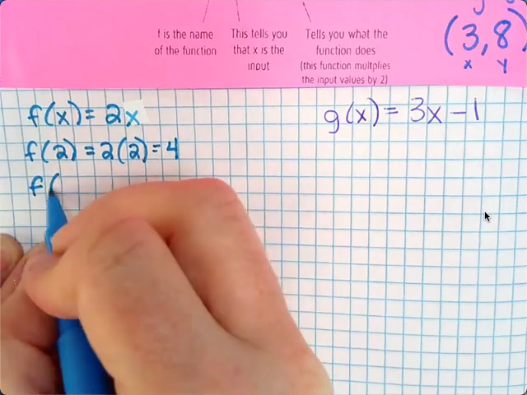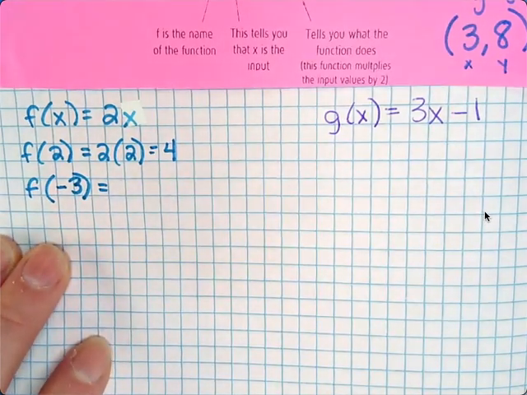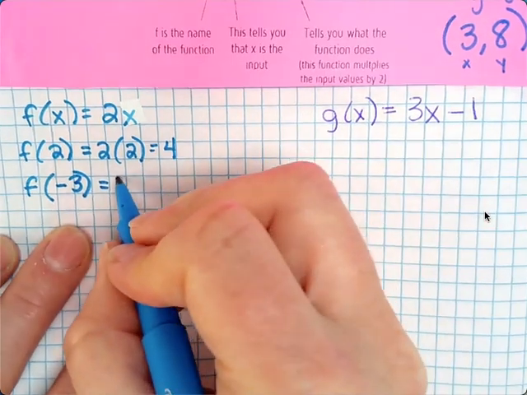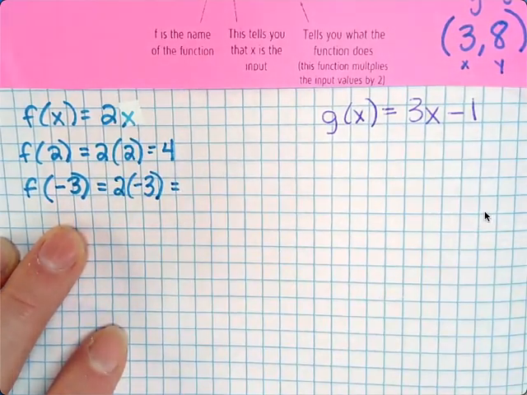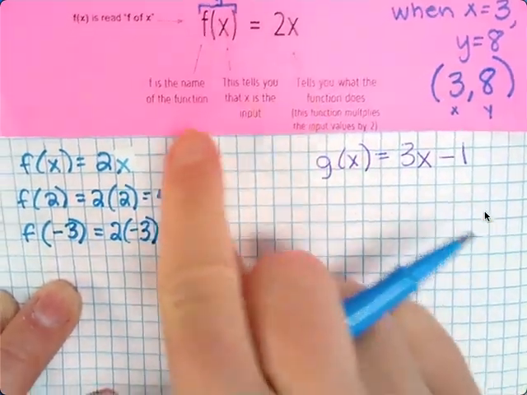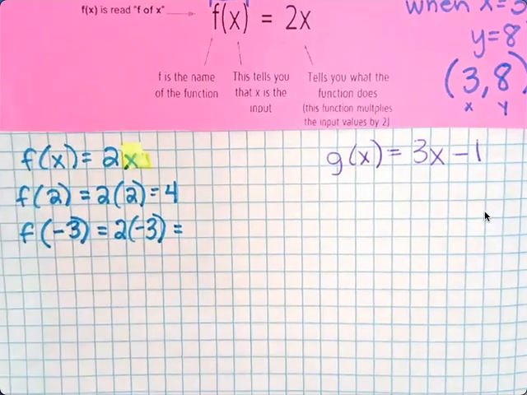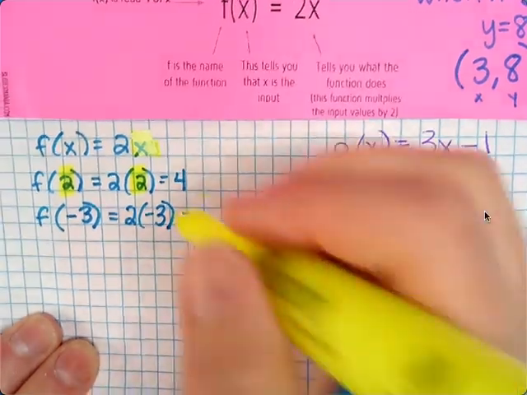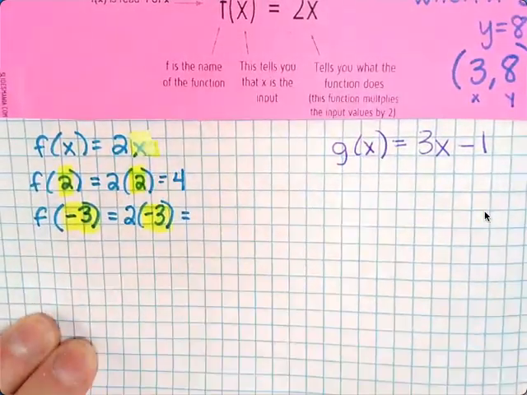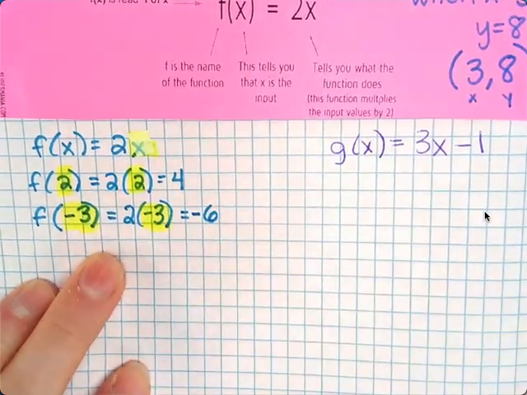Let's do f of negative 3. This means 2 times the negative 3. Our function is 2x, so all we're doing is replacing the x value. You see the x value? We're replacing it with 2 here because x was 2. We're replacing it with negative 3 because it's f of negative 3. So 2 times negative 3 is negative 6.